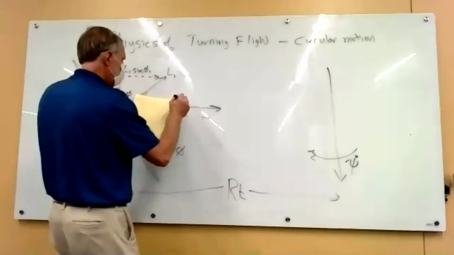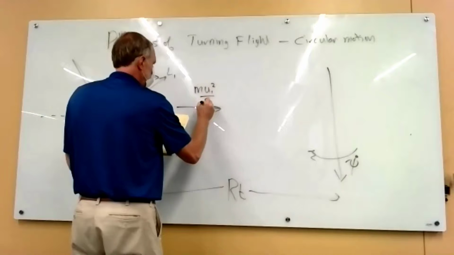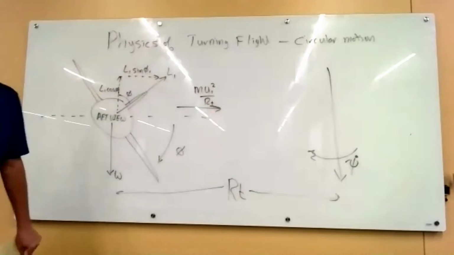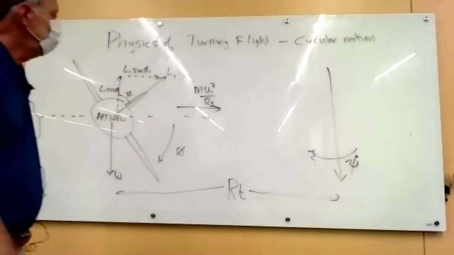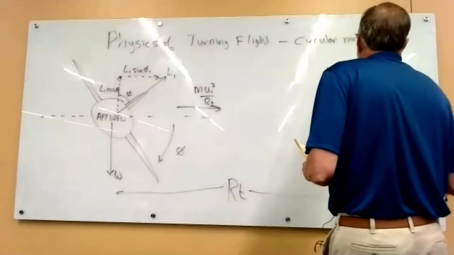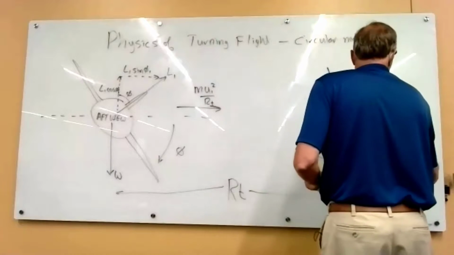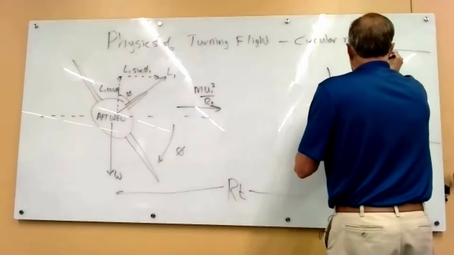And the centripetal force that we need, because we just know this from experiment and from Sir Isaac Newton and everybody else, is mv squared over the radius. And we need to do a little bit of circles here.